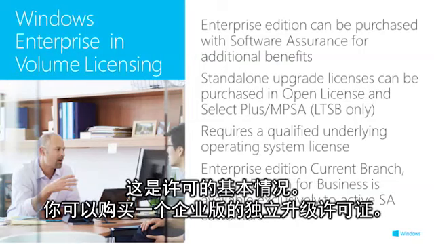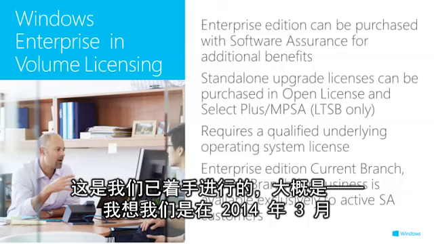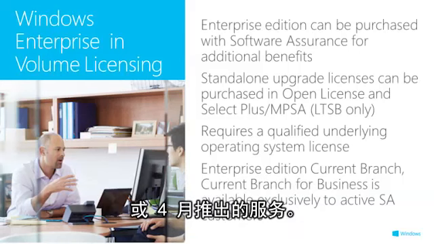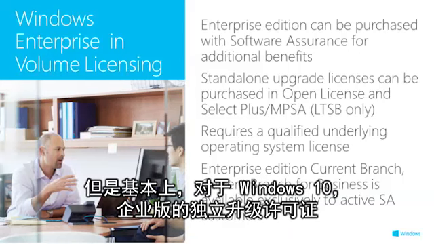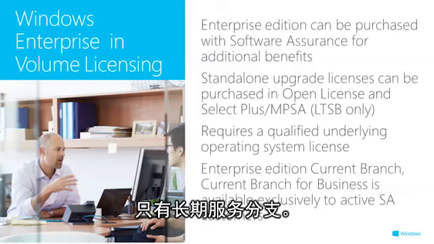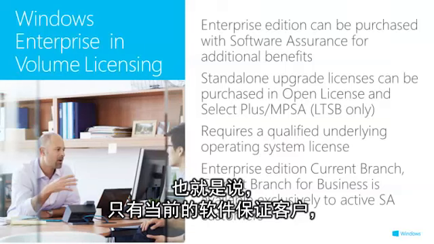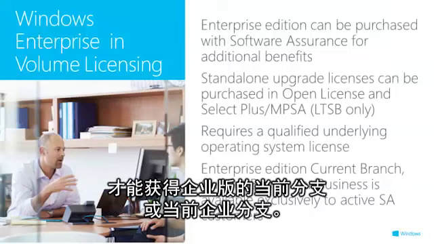This is the licensing overview. You can purchase a standalone upgrade license of Enterprise Edition. That's something that we launched in, I think, March or April of 2014. But essentially, with Windows 10, a standalone upgrade license to the Enterprise Edition is the long-term servicing branch only. And what that's saying is that access to the current branch or current branch for business for Enterprise Edition is exclusive to active SA customers.